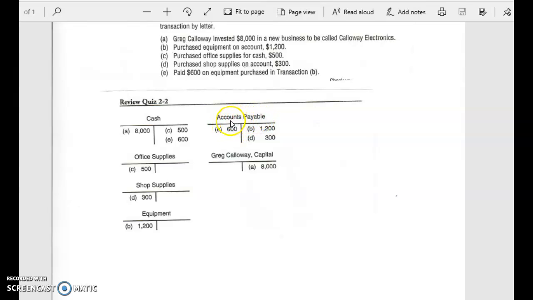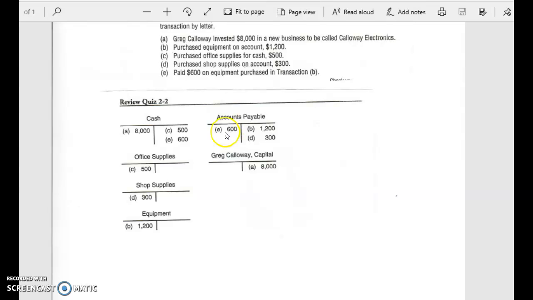So notice accounts payable, it has a normal credit balance. So we need to reduce our debt by $600. So we're making a debit entry this time because we want to reduce the amount in the account. Notice we've identified the transaction by the letter, and we're entering $600 on the debit or left side of accounts payable, and that will reduce it.